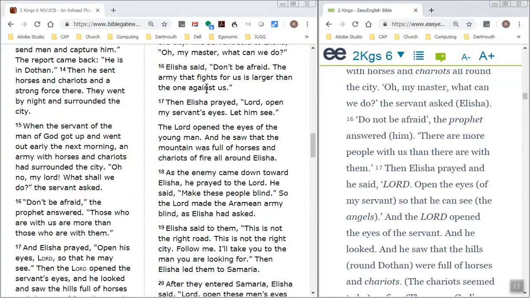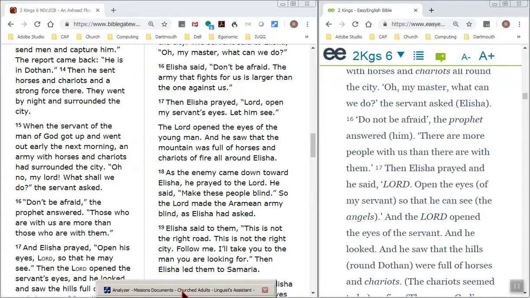Now again, we can't say the one, we have to say the army. So instead of the one against us, we'll say the army against us. And another thing is in the NIV it said those who are with us are more than those who are with them. I think I'll go with that construction, the ones who are with them or fighting for them.